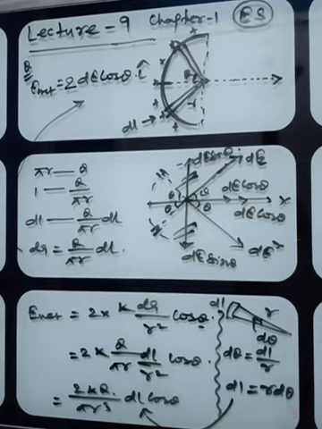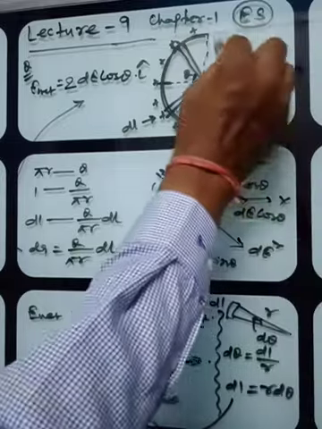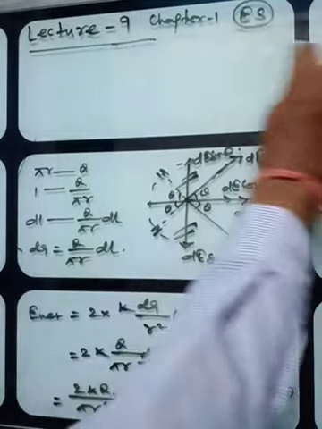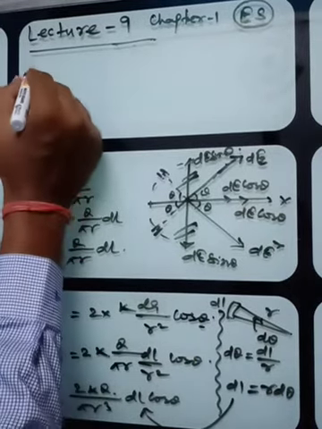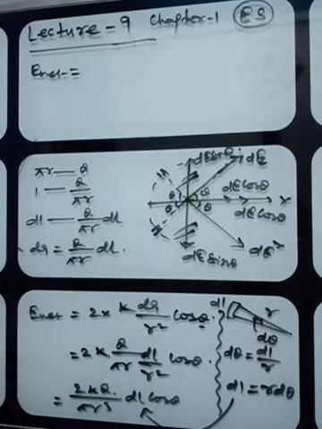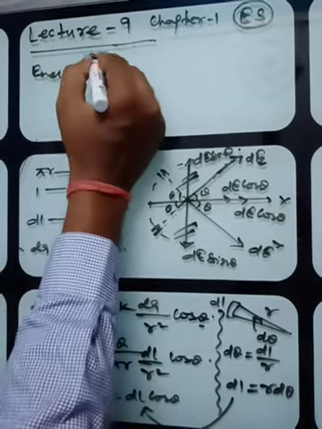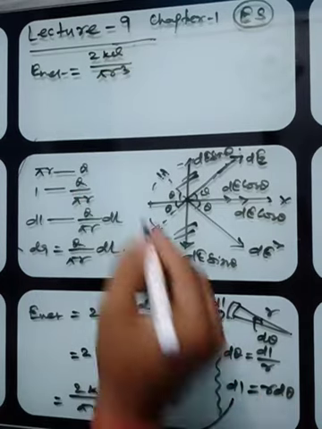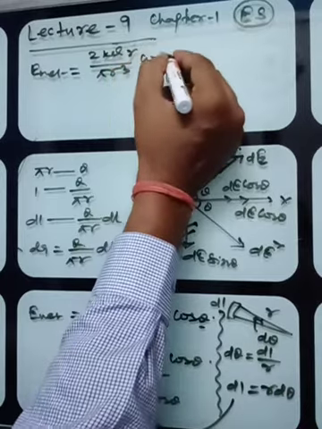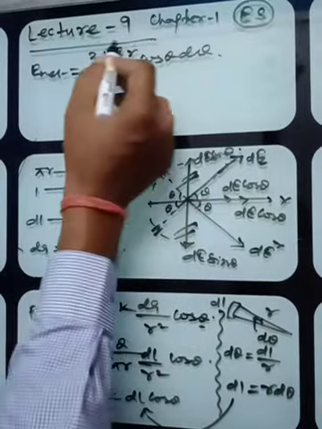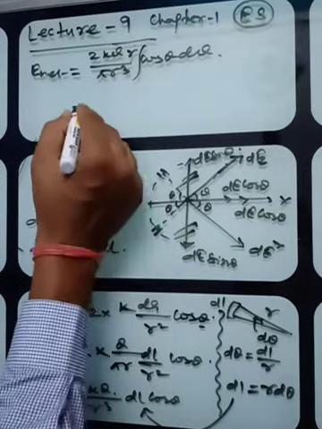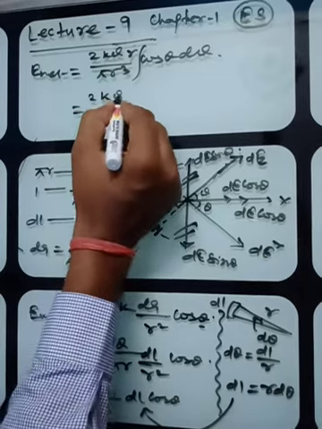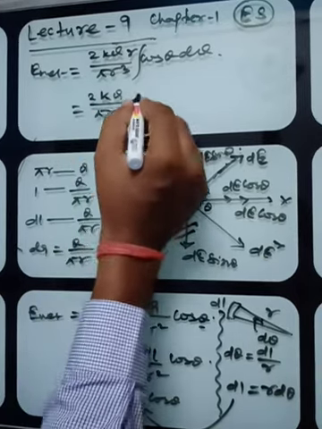So now our work will be easier if we have the integration in one variable. So the E net we can write as 2kq by pi r cube, and dl is r d theta, that is r cos theta d theta. All are constant. You have to integrate only this one. So 2kq by pi r square, I hope you understand.